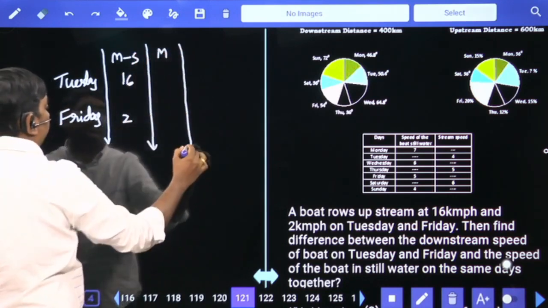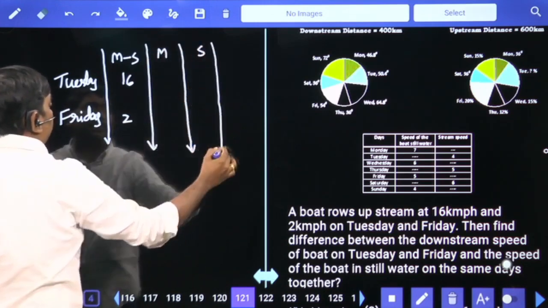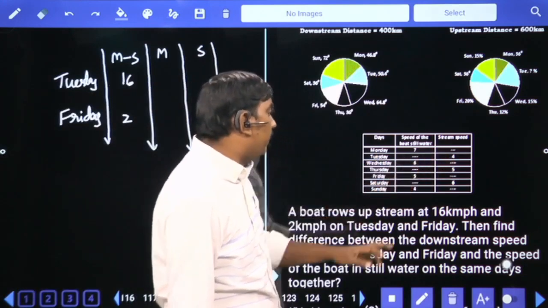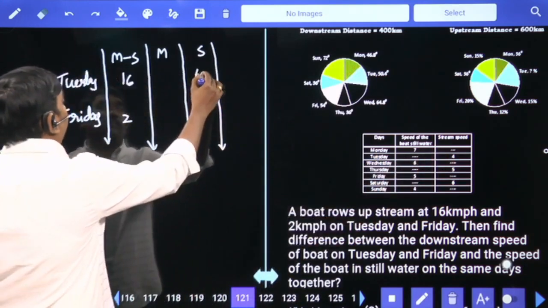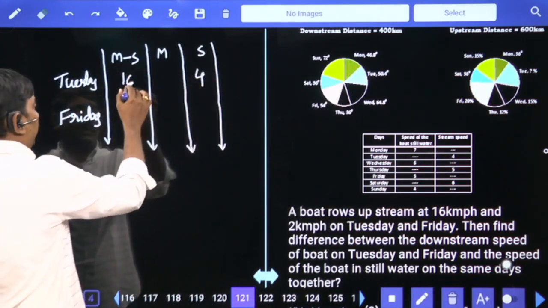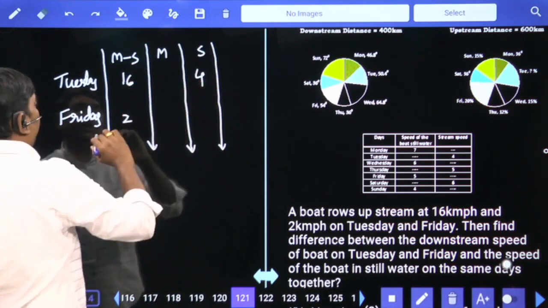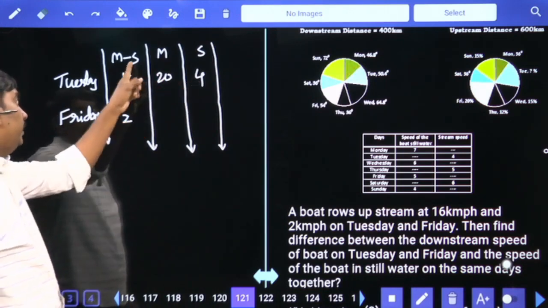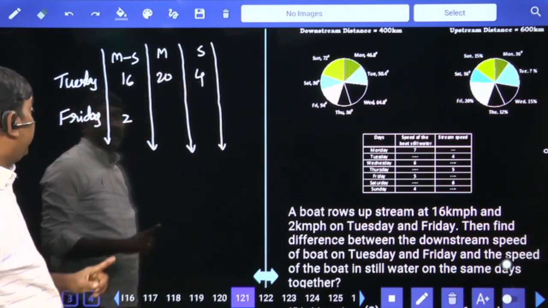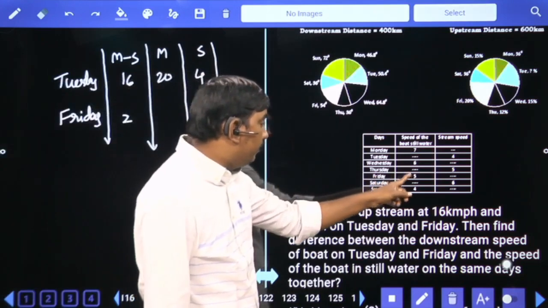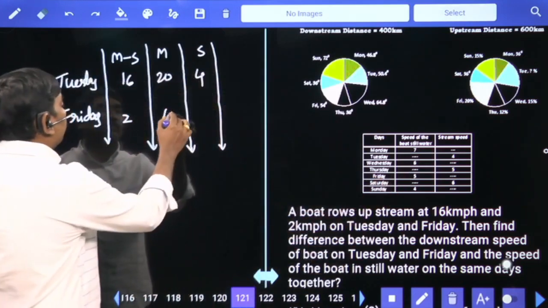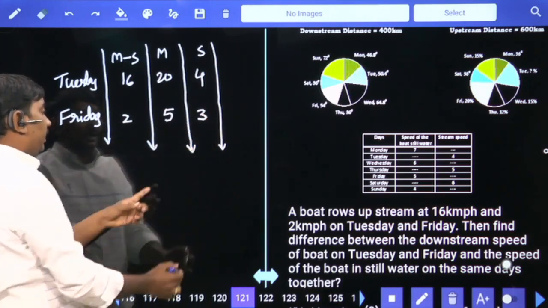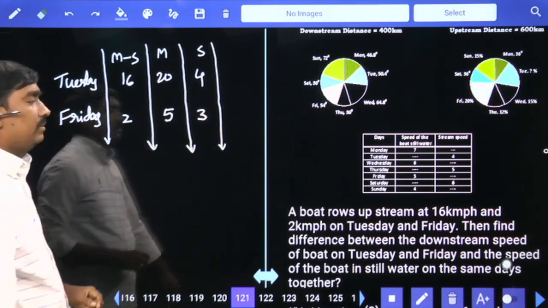M, S. See, from the table chart on Tuesday we know S value 4. If M minus S is equal to 16, in that S value 4, then M value definitely 20. 20 minus 4, then only you will get 16. Next, on Friday, from the table chart, we know M is 5. M minus S is equal to 2, then S value definitely 3. 5 minus 3 only will give us 2.